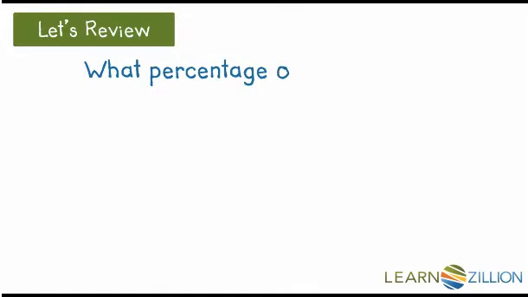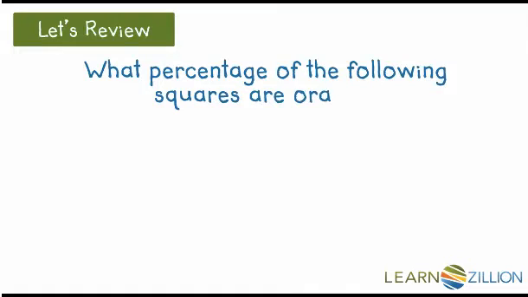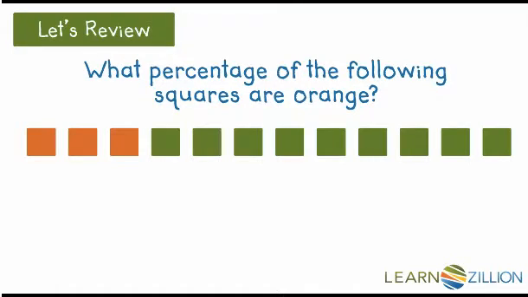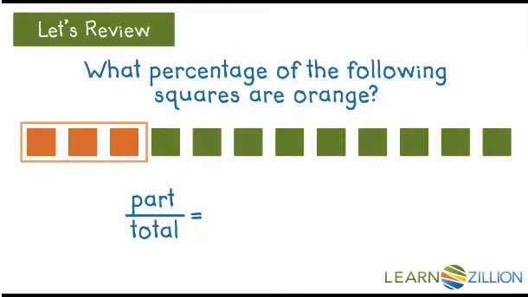First, let's review how to calculate a percentage. So I could ask you, what percentage of the following squares are orange? You can see that we have a set of 12 squares. Some are orange and some are green, and we want to know what percentage of them are orange. To find a percentage, the first thing you want to do is set up a fraction. The top of the fraction is going to represent the part that we're focusing in on. In this case, we only want to look at the squares that are orange.